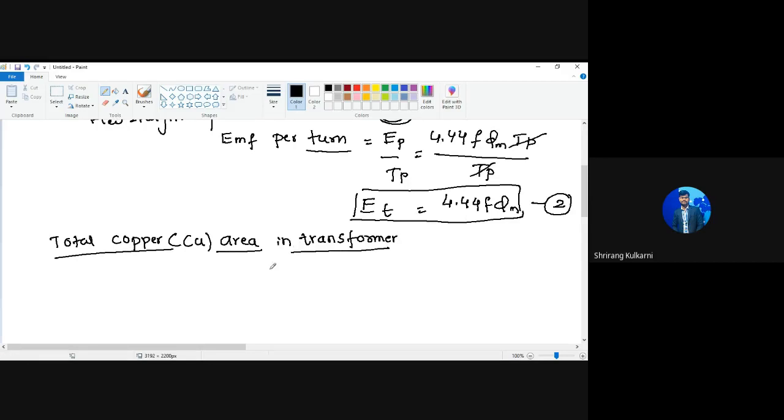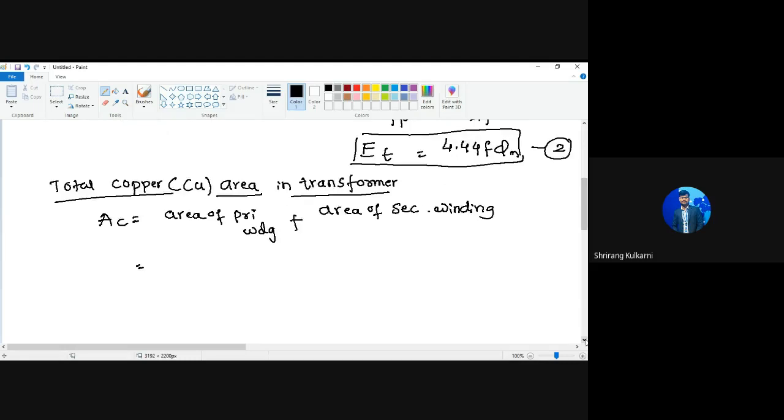How to calculate this one? Copper area of transformer means where we are using copper in place of windings. In place of windings we are using copper, right? So copper area AC is equal to what? AC is equal to area of primary winding plus area of secondary winding. If you add these two, we'll get the total copper area. Correct? This much we have got.